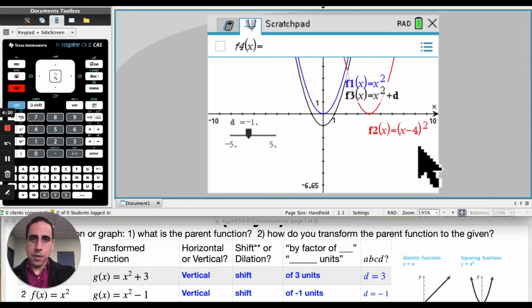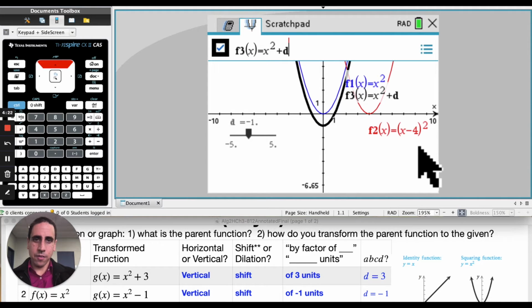Tab, tab. I think we need a different slider name for this. Why don't we call this A? And I see the minus 4 there. I'm going to do minus A here.